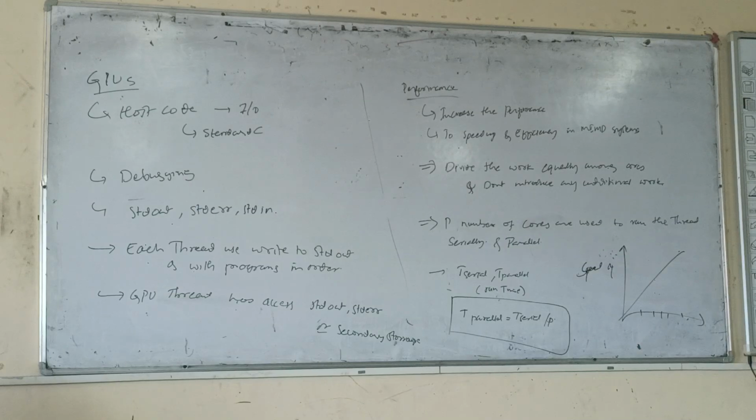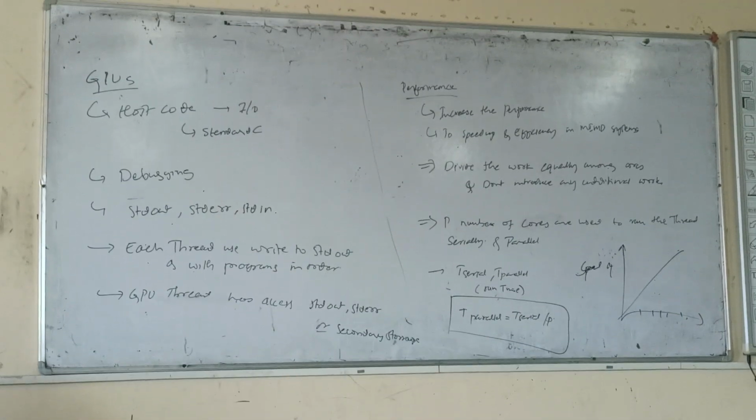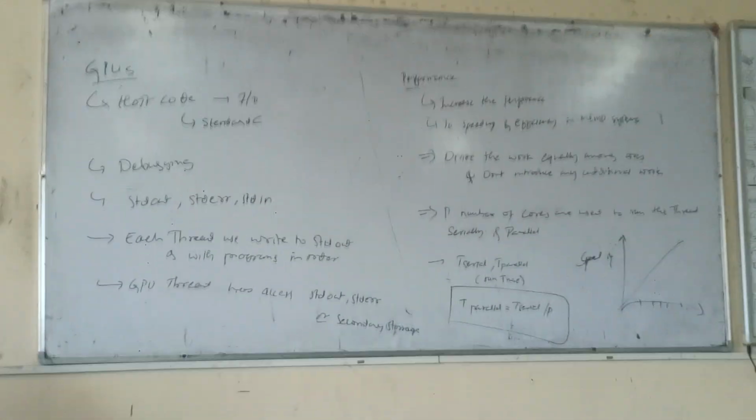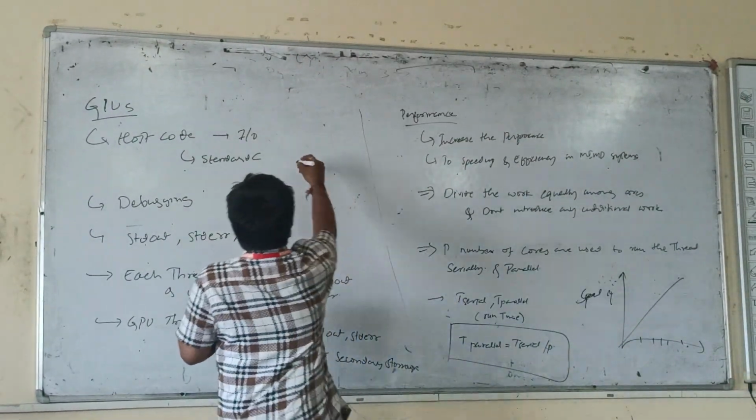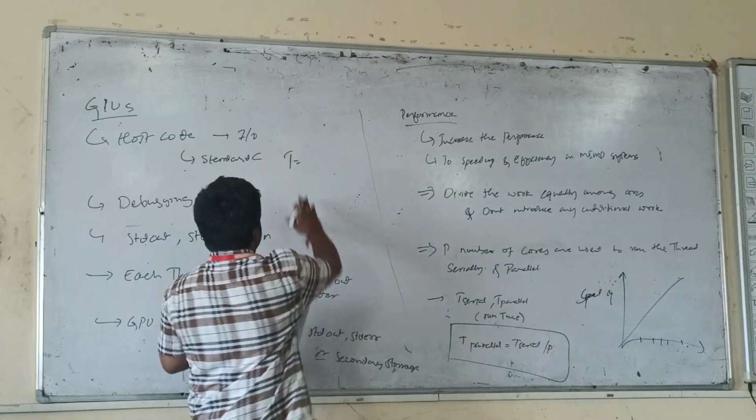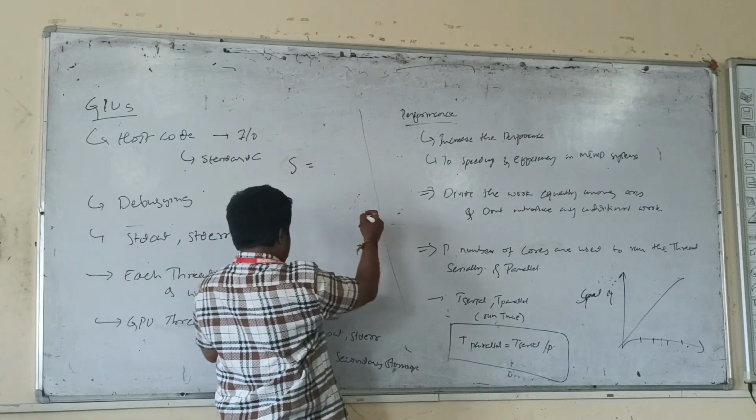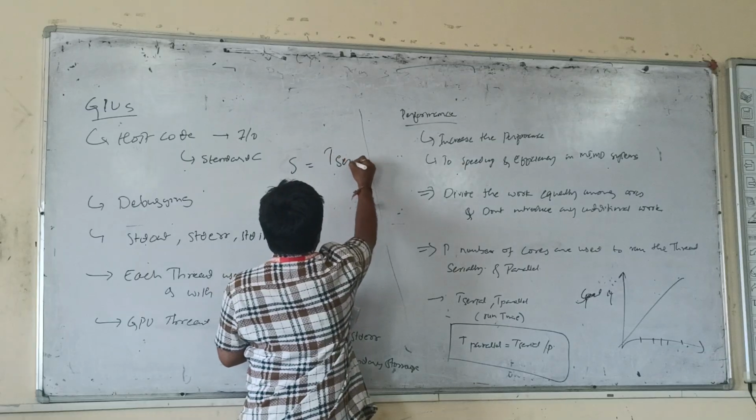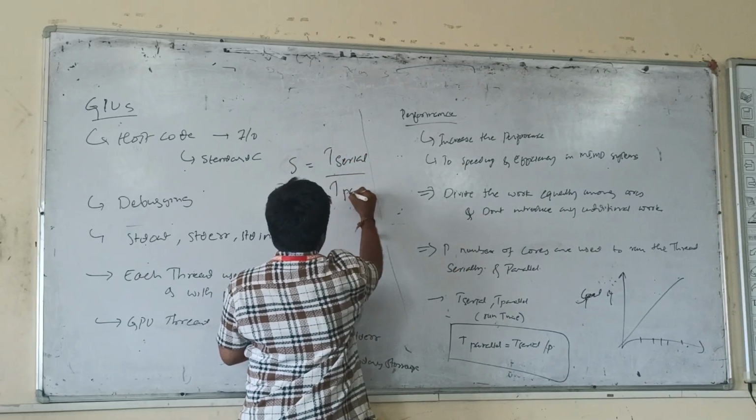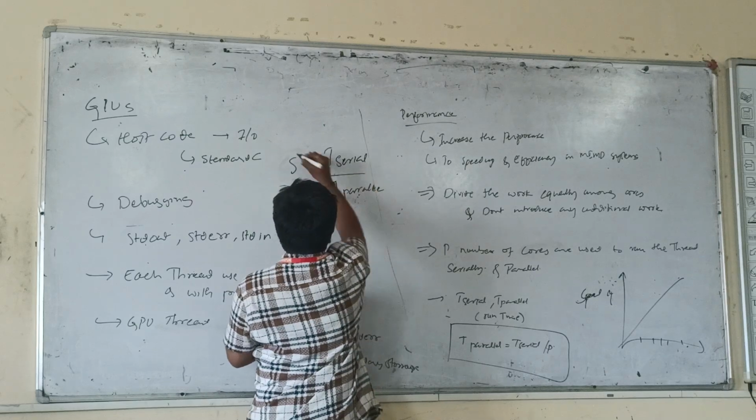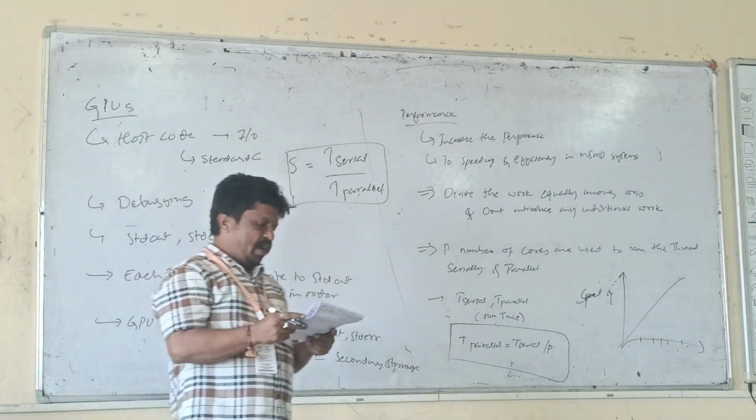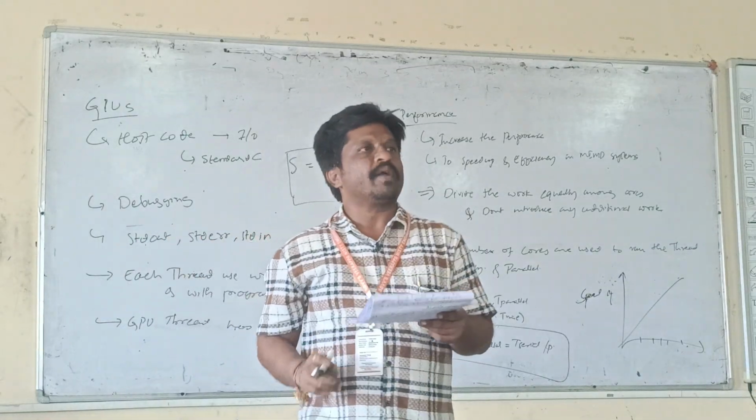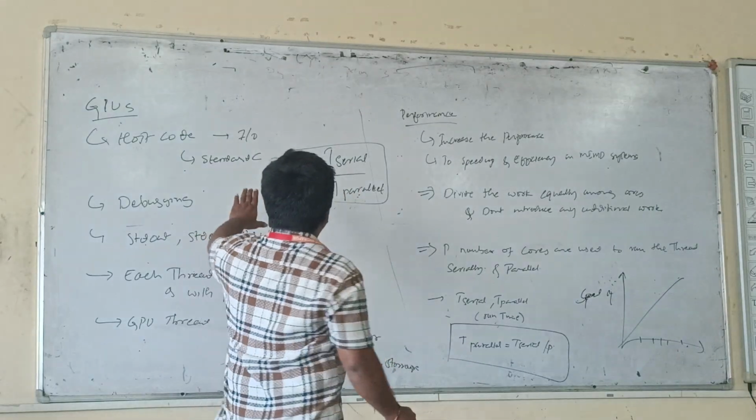In order to get a good speed, we have the formula T serial by T parallel. To define the speed up of the parallel program, we have one more formula, to increase the speed up: T serial by T parallel. That is how we define the speed up of the parallel program.